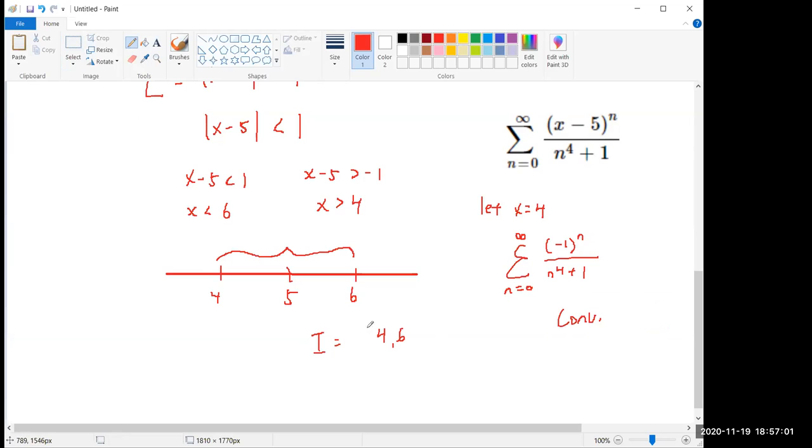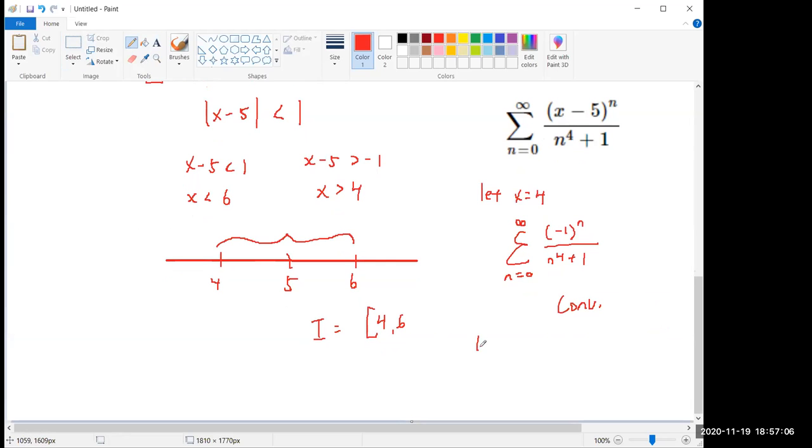which means 4 gets a bracket, and then let's test 6. So let x equal 6. This gives you 1 to the n. Well, 1 to the n is just 1. And then n to the 4th plus 1. Does that converge or diverge? Yeah, I think that, wait, convergent. Why do you say convergence?